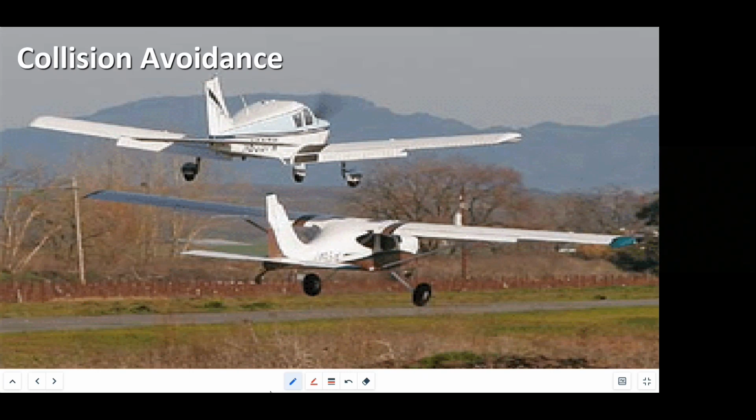Right, moving on to collision avoidance. I always say the pilot's primary responsibility in any situation is to fly the airplane. That is the primary responsibility. The pilot's second responsibility is to see and avoid other aircraft.